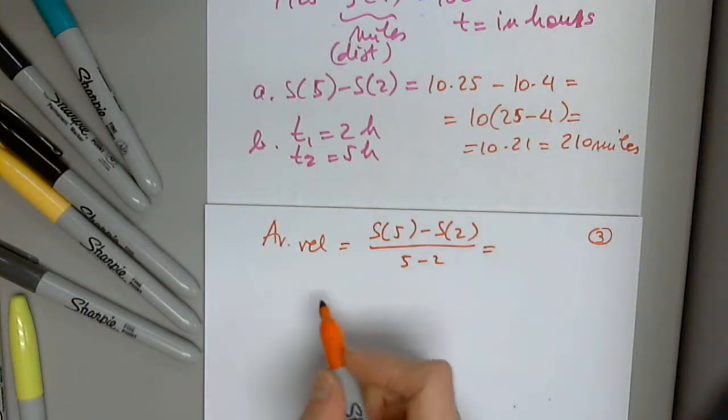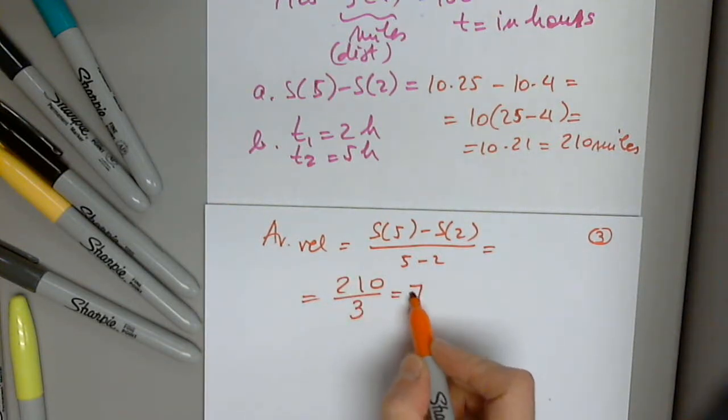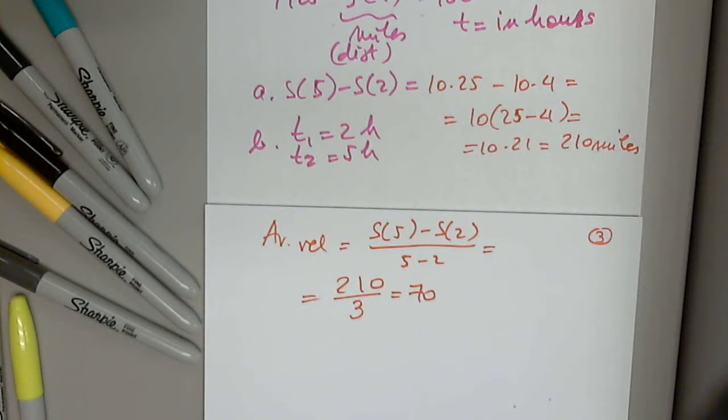Okay, so then we have the top, which is 210. We have the bottom, which is 3. So it's 70. And 70 has to have 2 measurement units, one coming from the top, one coming from the bottom. Miles per hour.